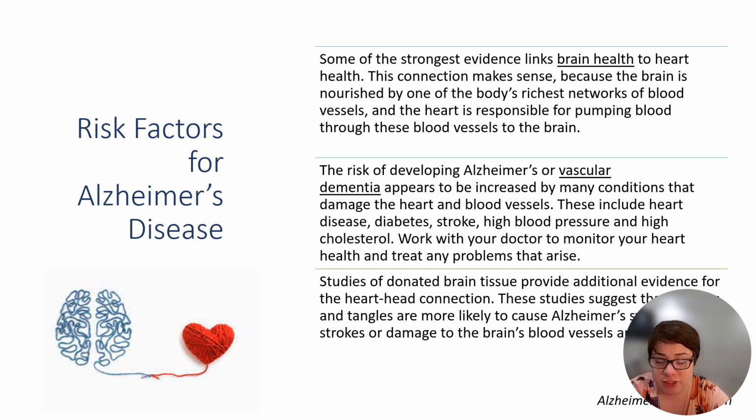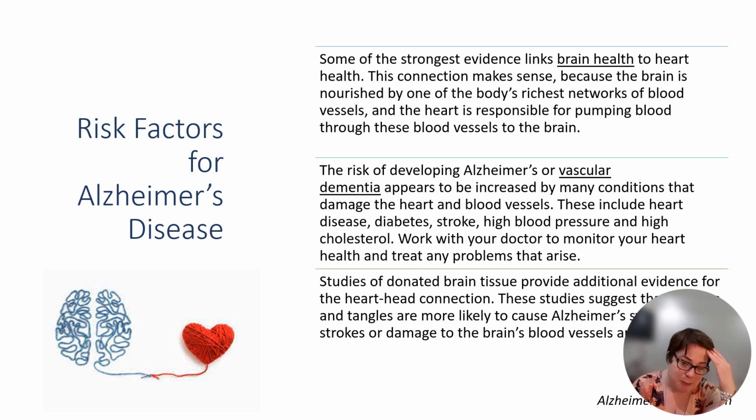So the risk of developing either Alzheimer's or vascular dementia appears to be increased by many conditions that damage the heart and the blood vessels. These include heart disease, diabetes, stroke, high blood pressure, and high cholesterol. What's actually encouraging about that is these are all conditions that can be relatively well managed prior to the development of Alzheimer's disease.